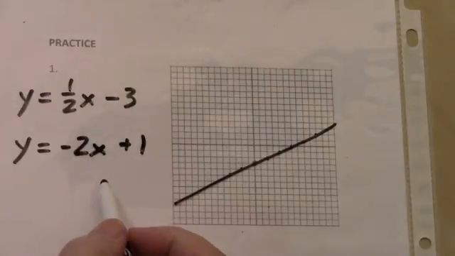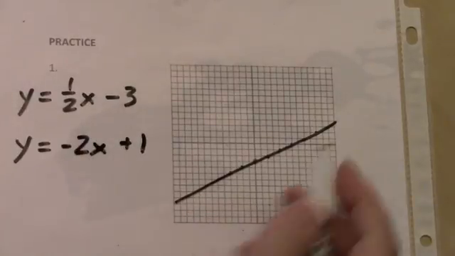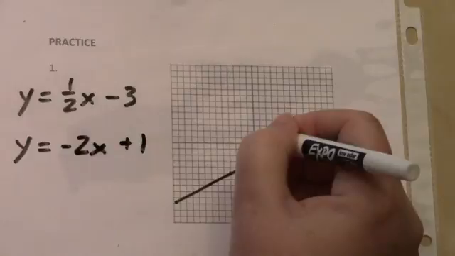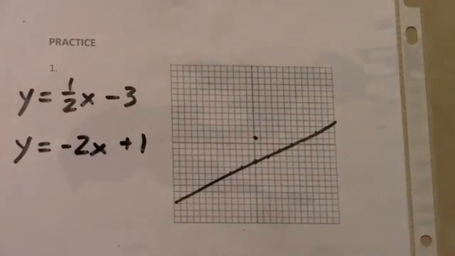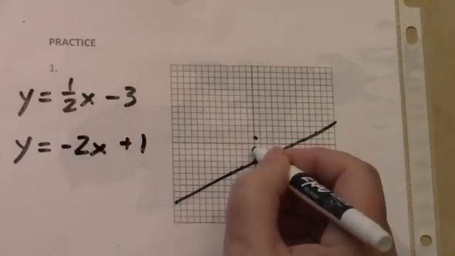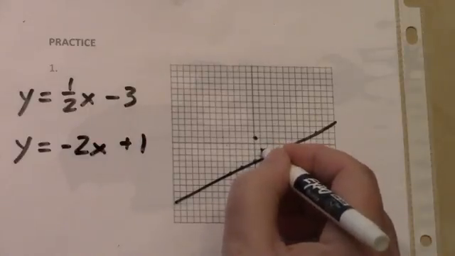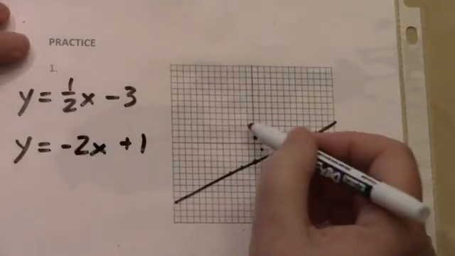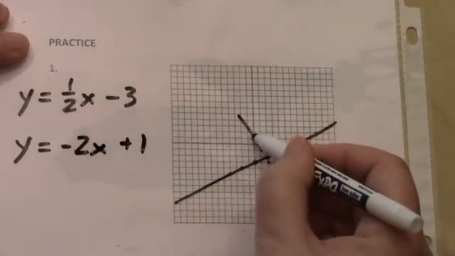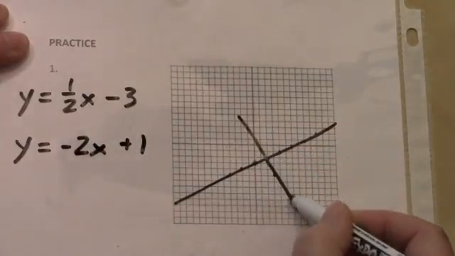And let's graph the second line. This one is going to be plus 1. So that means we're going to start right here. And it has a negative 2 slope. So we're going to go down 2 to the right 1, down 2 to the right 1, and we end up with a line like that.